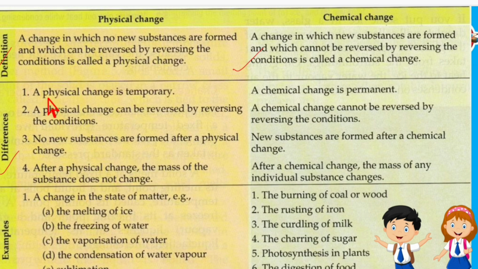If we see the differences here, there are four. One: a physical change is temporary, but a chemical change is permanent. Second: a physical change can be reversed by reversing the conditions, and a chemical change cannot be reversed by reversing the conditions. Third: no new substances are formed after a physical change, but in a chemical change new substances are formed. Fourth: after a physical change, the mass of the substances doesn't change, but after a chemical change, the mass of any individual substance changes.